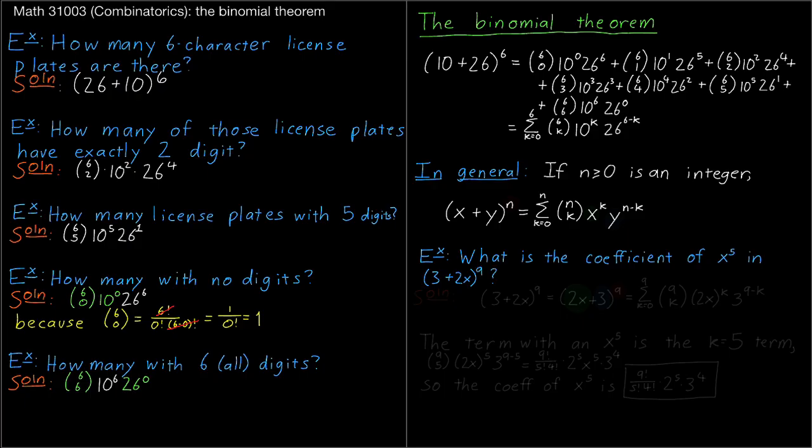That is, if I take (3 plus 2x) to the 9th power and I expand it out, I FOIL it out 9 times, which is annoying, but can be done, although that's starting to get into the point where you're better off writing a computer program to do it for you than to try to do the multiplication by hand.